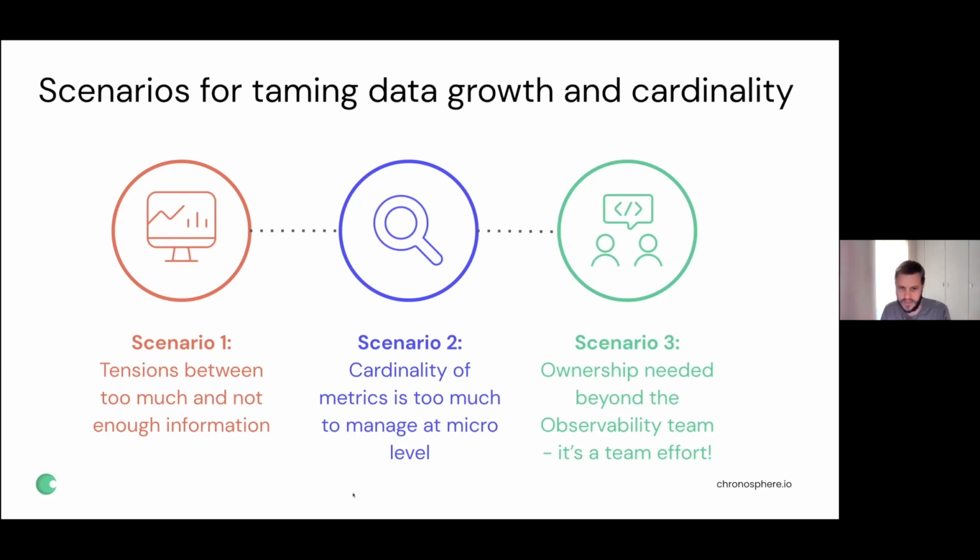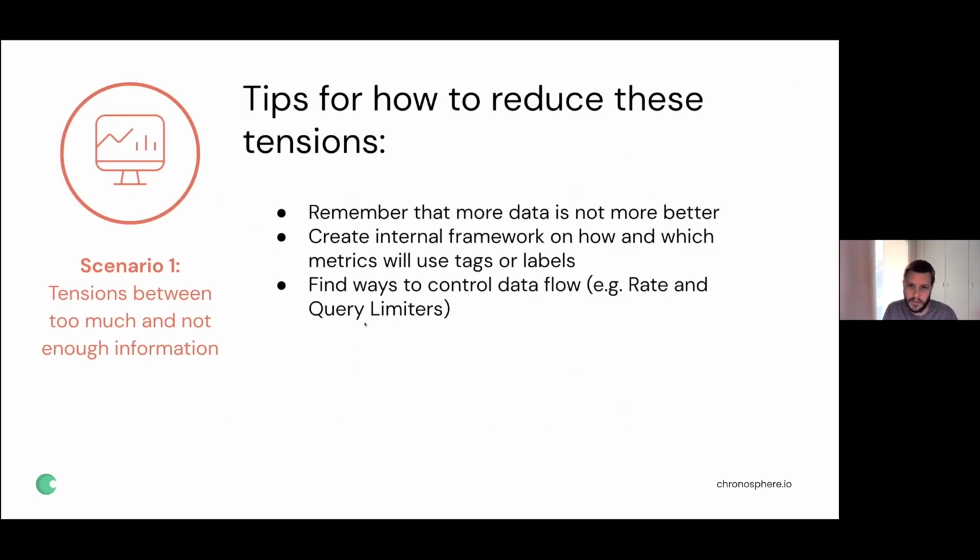And then, of course, we're going to talk about how managing at a micro level everything is really tough and difficult, and strategies to combat that, and also looking at the ownership needed to help you achieve your goals. So the first thing we want to look at is giving you solid recommendations on how to reduce the tension between too much and too little data.